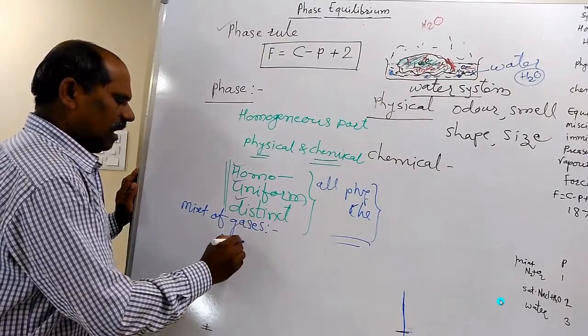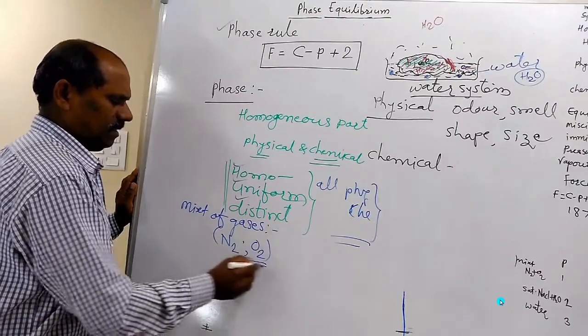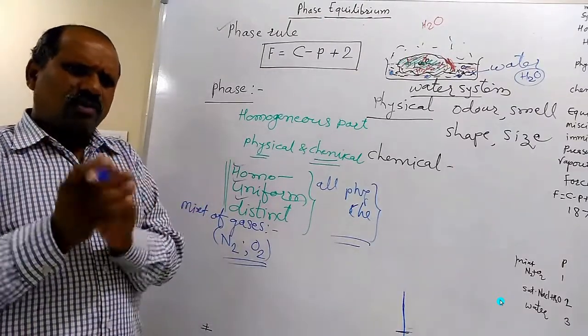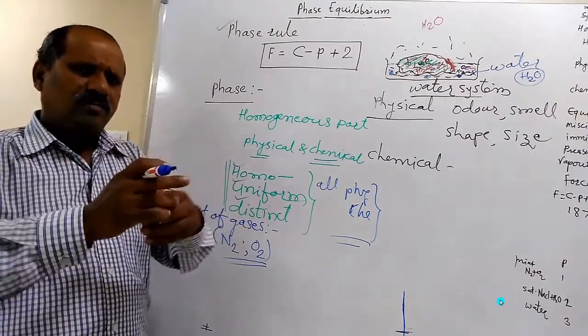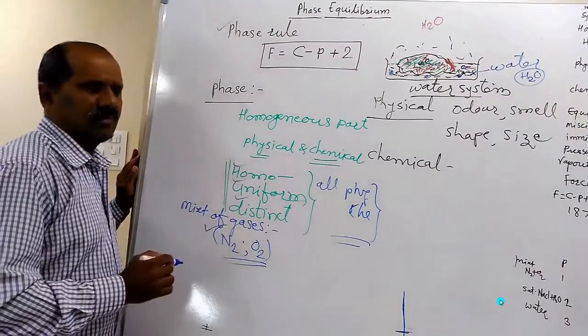N2 and O2 is taken as a mixture. Then a mixture of nitrogen and oxygen is forming a homogeneous part, hence it is a one phase system.